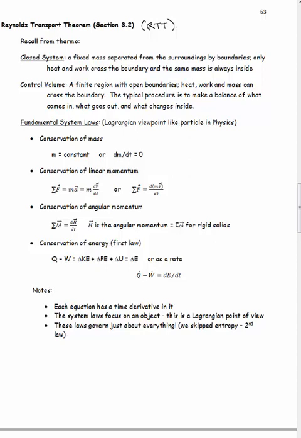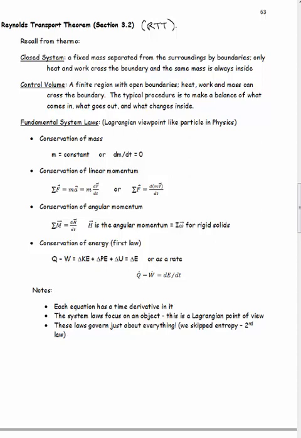Now, don't freak out. It has kind of a scary name, Reynolds transport theorem. Ooh, yeah, but it's easy to use. So we'll figure out how to use it here on the next page, and you'll be able to use it and create all kinds of general laws for control volumes. So that's pretty exciting.